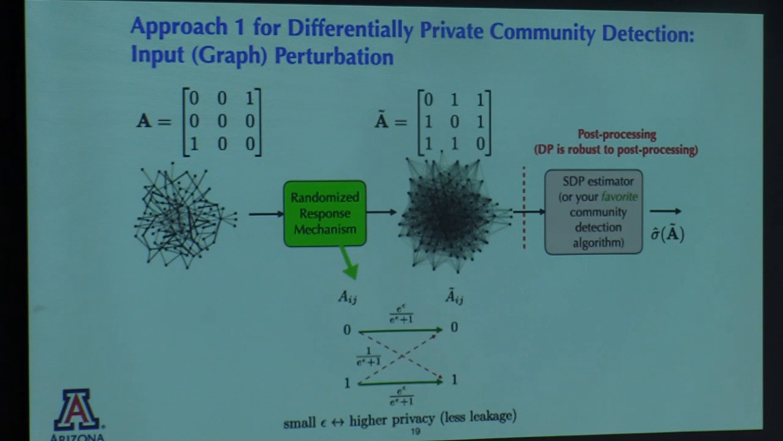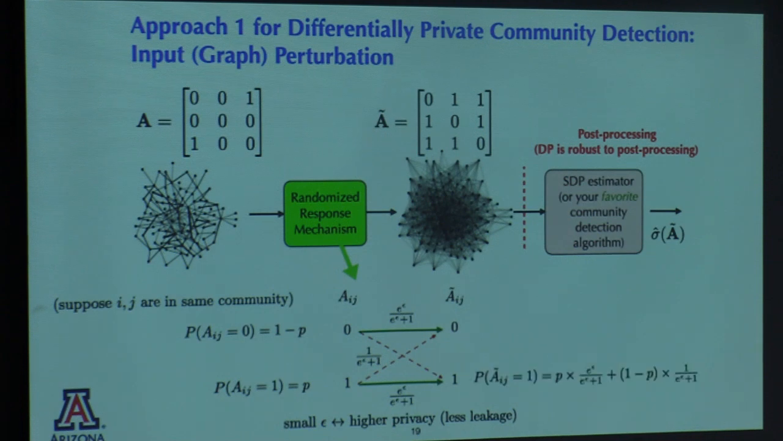If epsilon is large, which means I allow larger leakage, then essentially I don't flip it with very high probability. It's monotonically decreasing in epsilon. So I get this leakage for small epsilon. Now suppose i and j are in the same group.